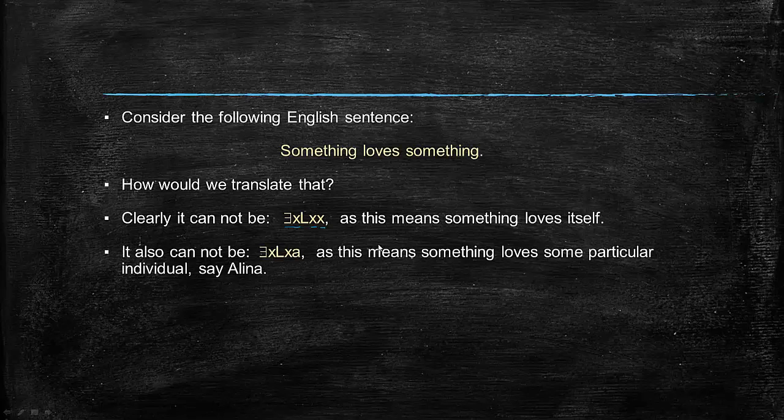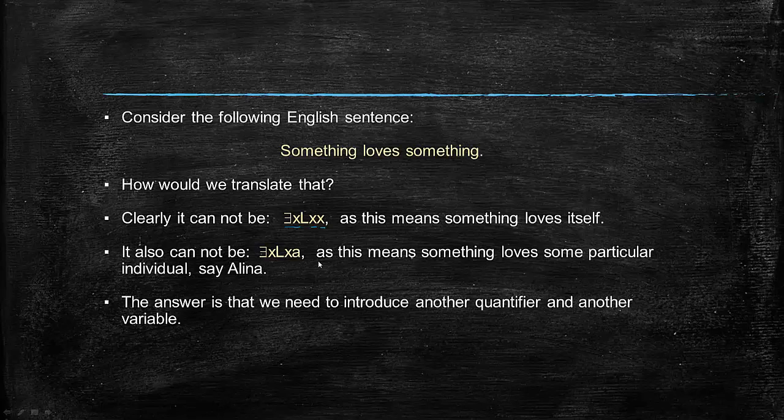Now, alternatively, you might say, again, a perfectly well-formed formula, there exists an x such that Lxa. But that actually involves a specific name, say A for maybe Alina, and that just says there is something that loves Alina. And we don't want to be that specific, right? So we want to say something loves something. So how do we do that? Well, the answer is that we need to introduce another quantifier and another variable.